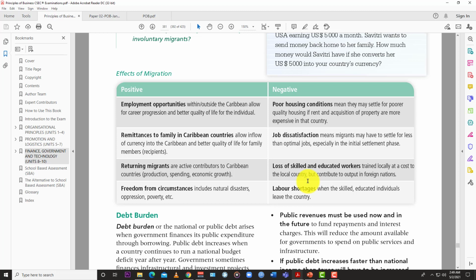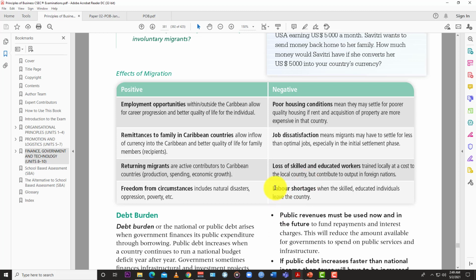You're losing skilled persons, you're losing educated persons, and as such, you're not going to be able to develop your country fully because you still have the same old mindset, old thinking within the country. So migration can take that positive person out and send them over, leaving a negative impact, which is the lack of skilled and educated persons.